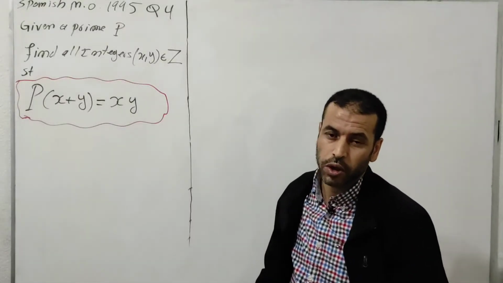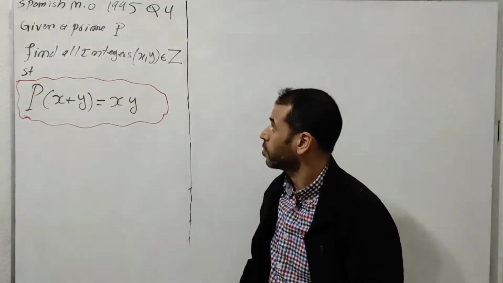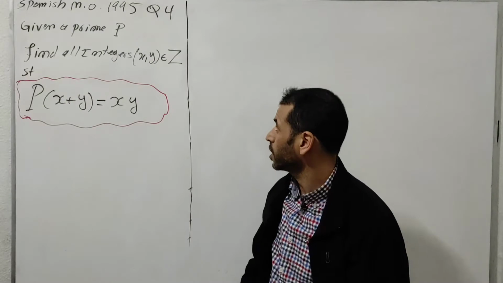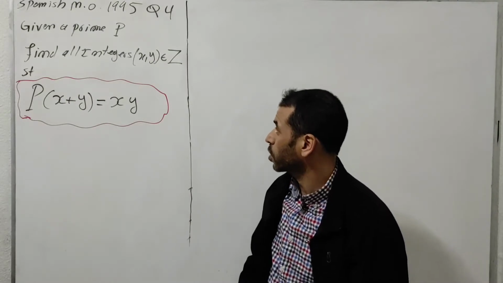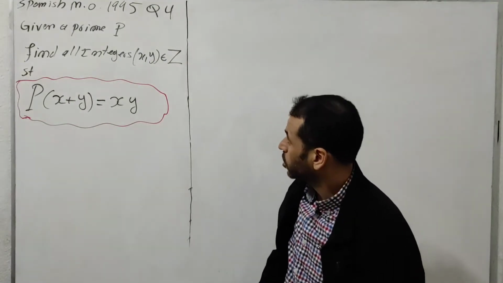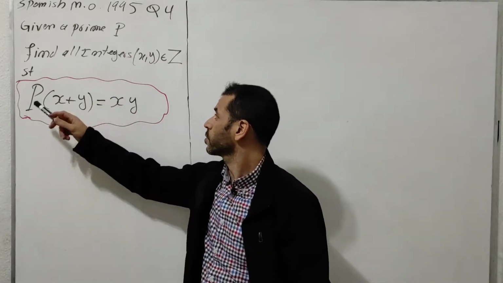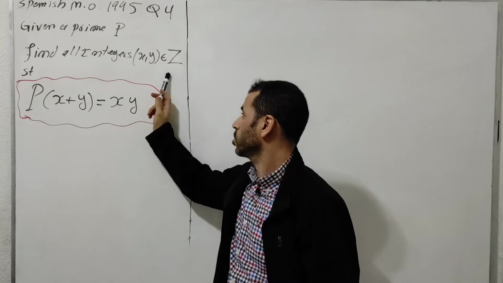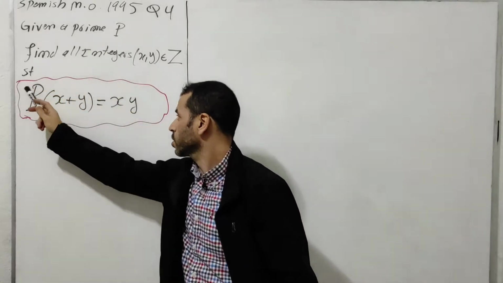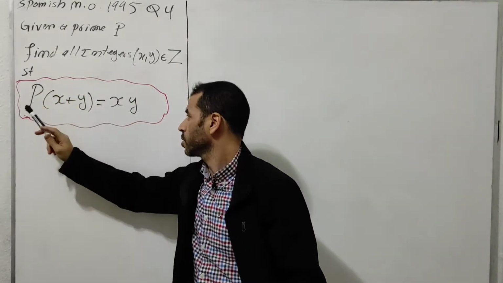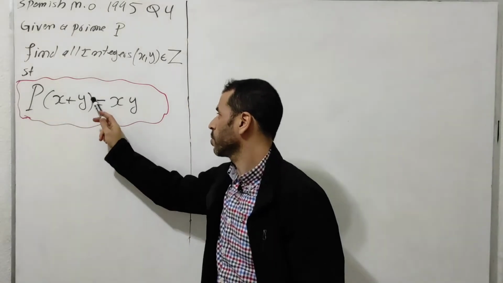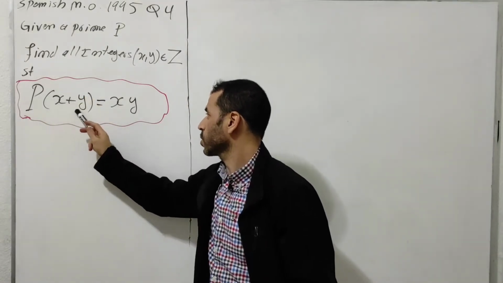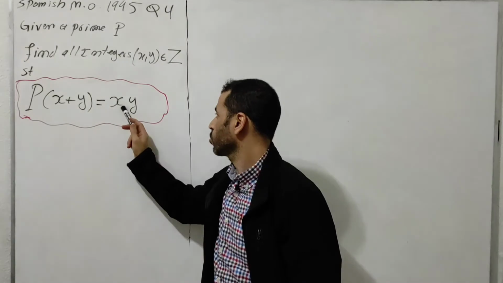Hi, in today's video I would like to share with you a very nice problem of Spanish Mathematical Olympiad 1995, question number 4. Here is the following information. Given a prime p, find all integers x and y such that p multiplied by the sum x plus y equals x multiplied by y.